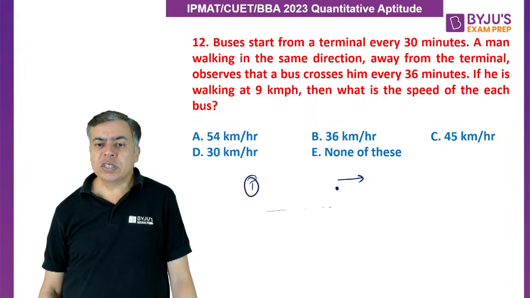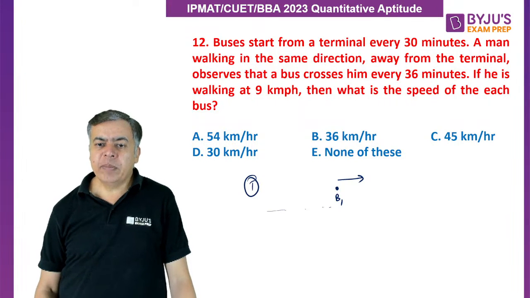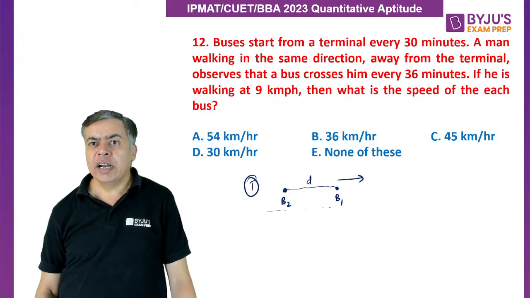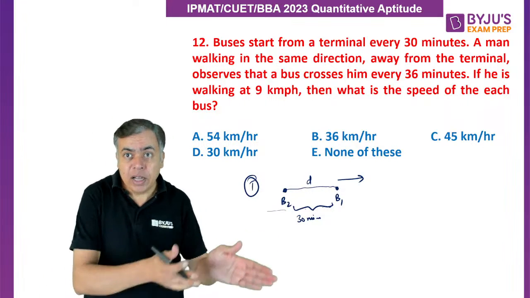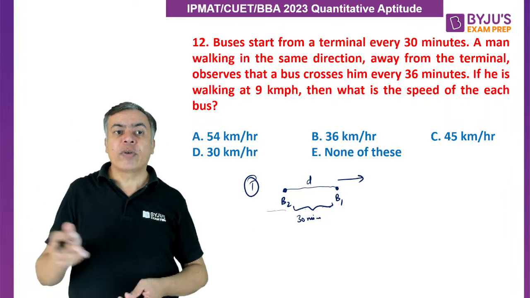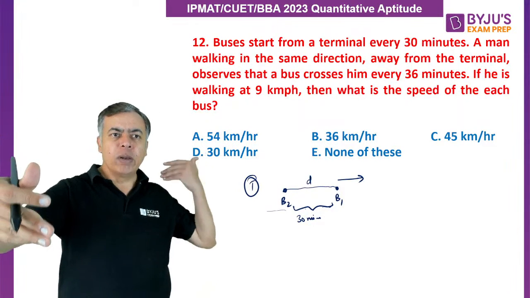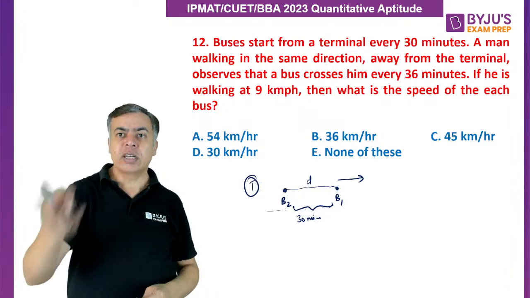Suppose one particular bus, B1, meets this person here. Now there must be, at a distance of d, let's say some distance d, B2. This distance d, B2 will travel in 30 minutes, because buses are coming after every 30 minutes. The buses start from the terminal after every 30 minutes. So at the point when B1 reaches, B2 will be 30 minutes behind. Now B2 will reach that point where B1 was in 30 minutes.